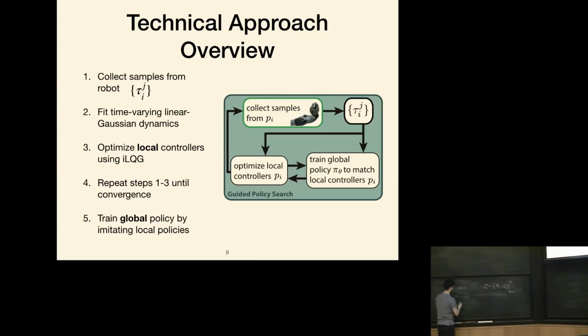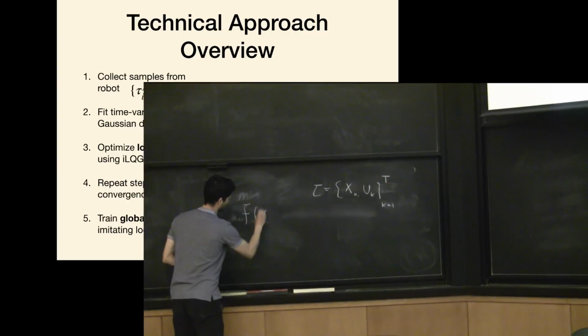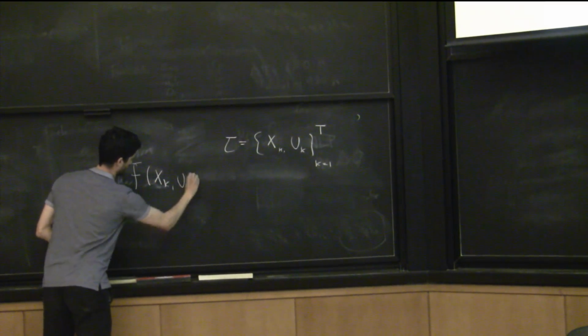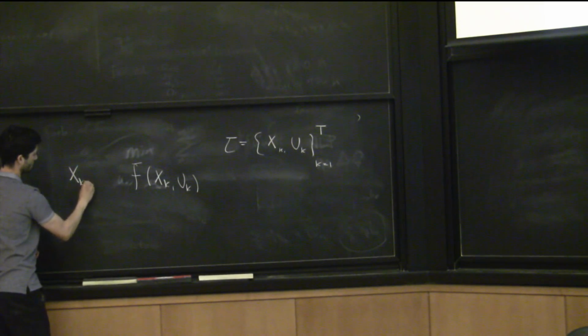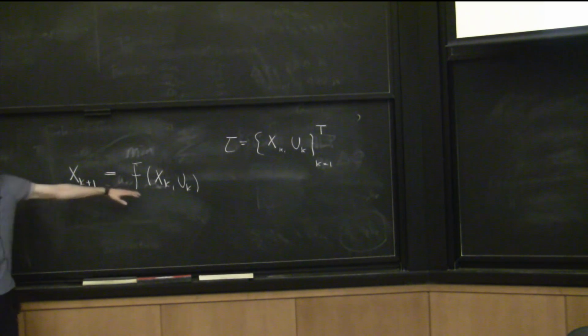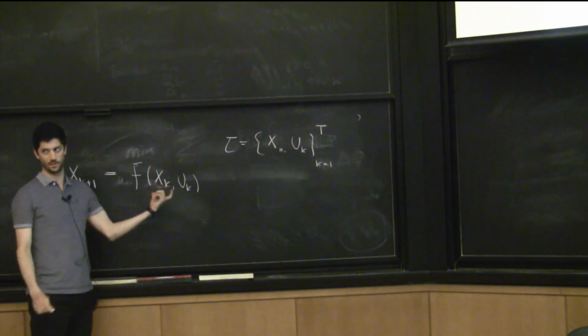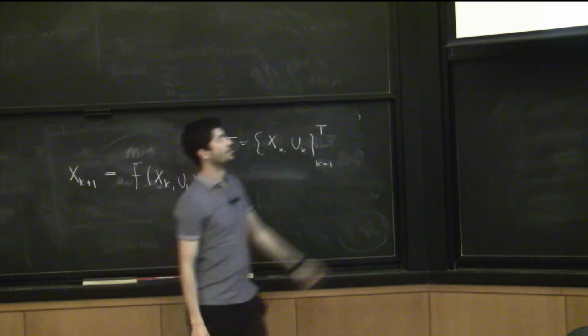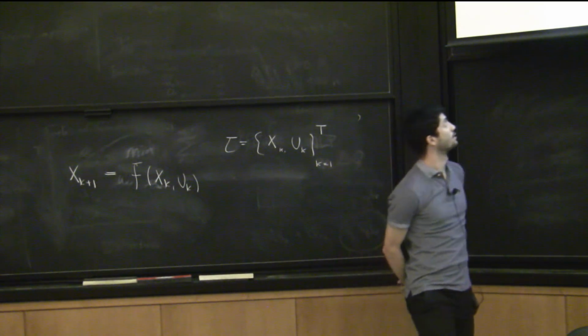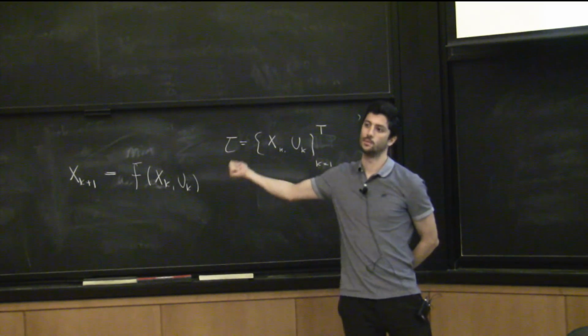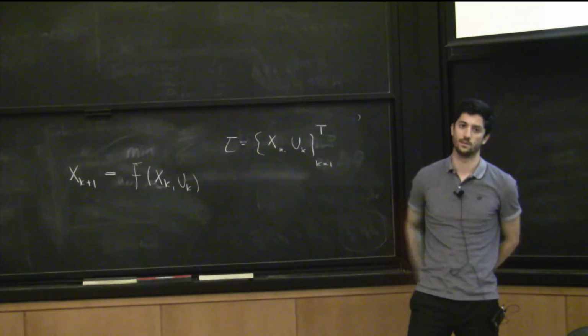We don't know, so we're going to be in discrete time. We don't know this function, okay? So what we're going to do is some sort of estimate of this function. Okay? Then we're going to optimize local controllers that optimize against that learned function approximation.